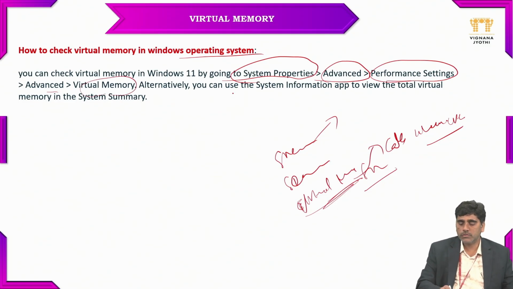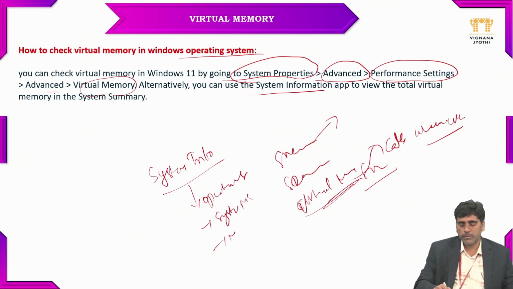Alternatively, you can use the system information also. You can use the systeminfo command to view the information about your operating system, system information, and network information. You will get all this information by typing the systeminfo command on your command prompt.